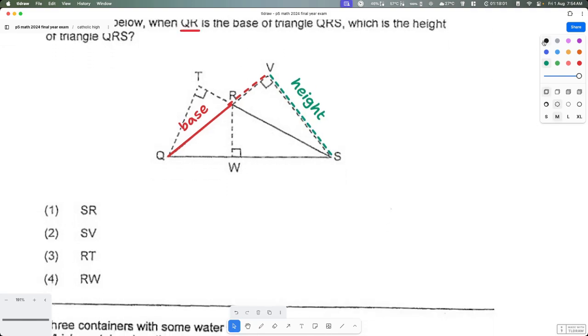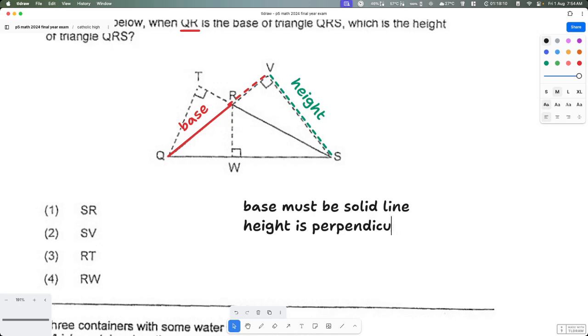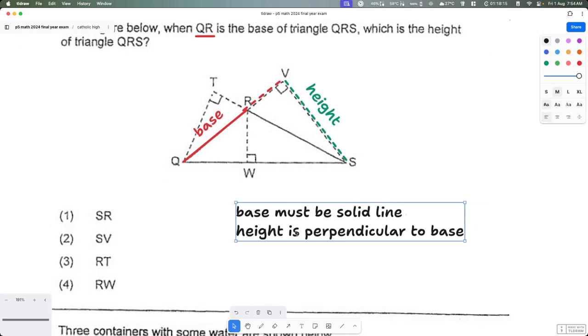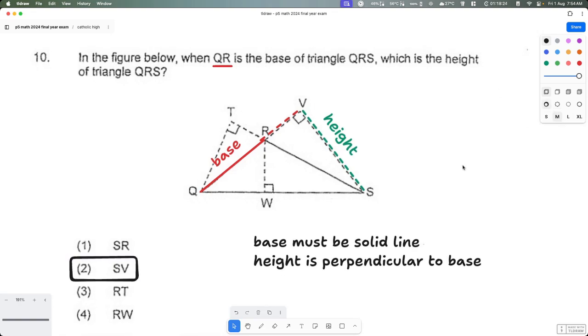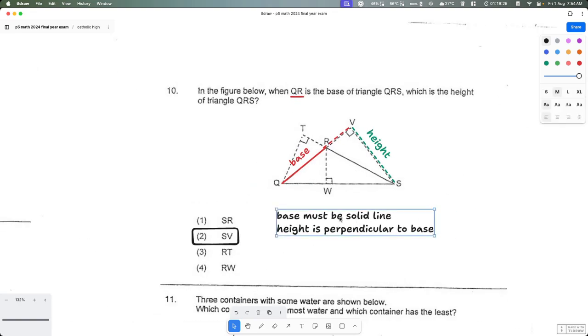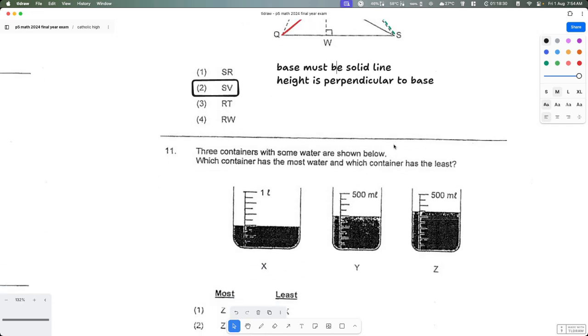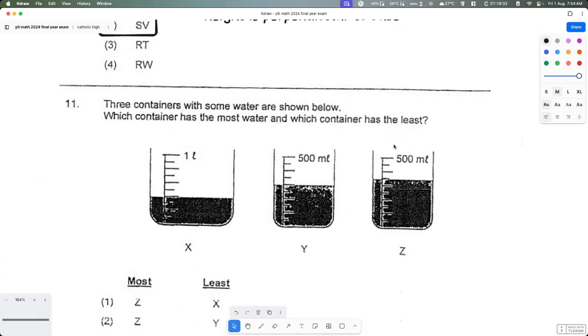So in essence, base must be a solid line, and then height is perpendicular to base. So in this case, what is the height? The height is VS over here, or SV. So the answer to this is number 2, for question 10. Base must be a solid line and height is perpendicular to the base. That's what you see over here. All right, let's move on to the next question, question 11.